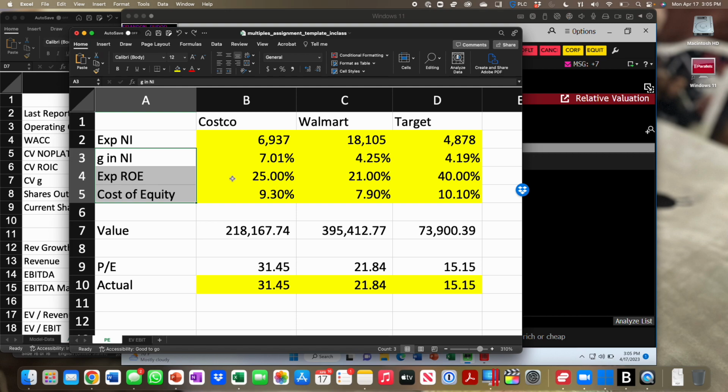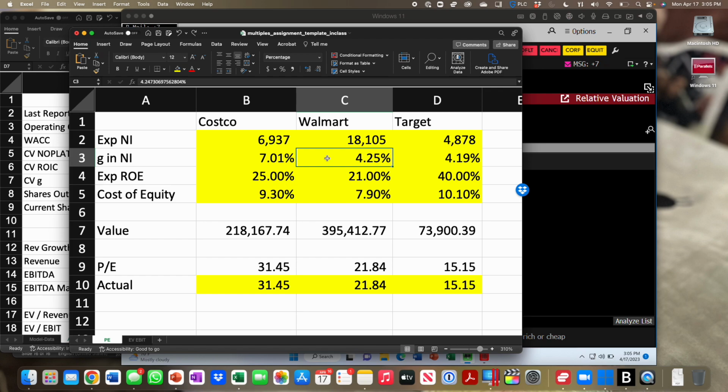First, Costco has a higher spread. 25 minus 9 is about 16 points of spread. Costco, 16. Walmart, 21 minus 8 is about 13 points of spread. Costco has a higher spread going forward. Costco's growing that higher spread at 7% a year. Walmart's growing that spread at 4.25% a year. The reason why I'm paying more for Costco is because they have a higher spread and they're growing it much faster than Walmart. Does everybody see that? So that's pretty clean, pretty easy.